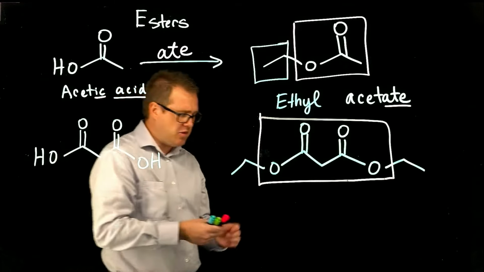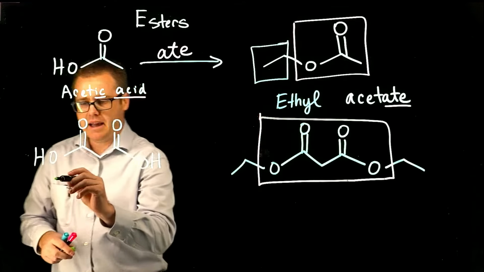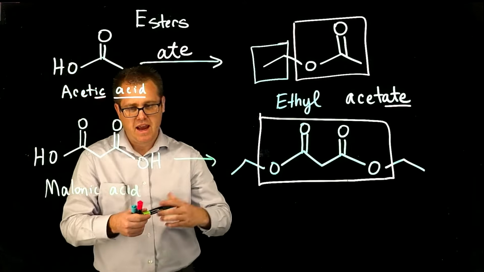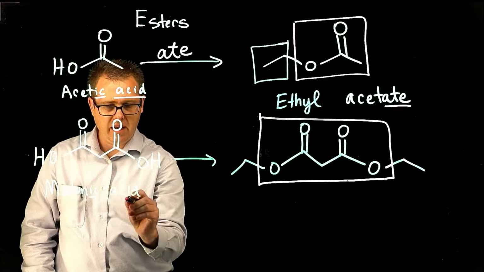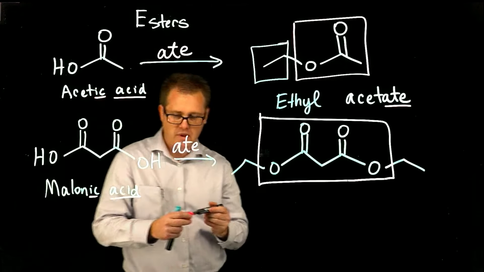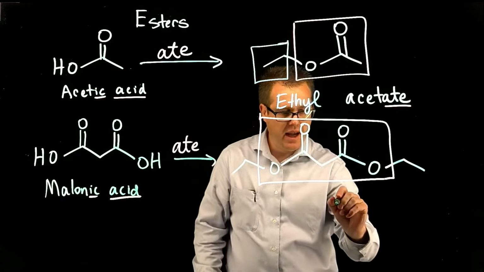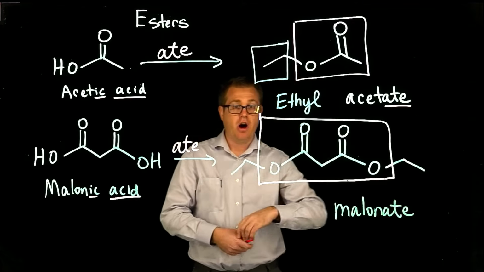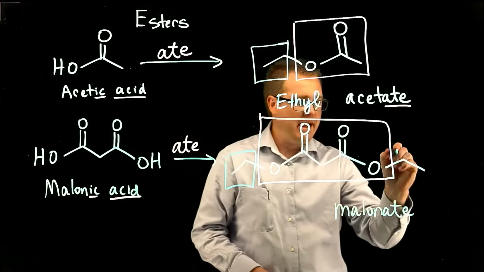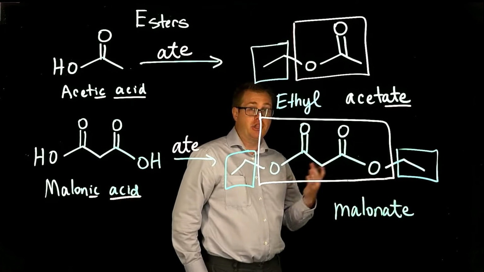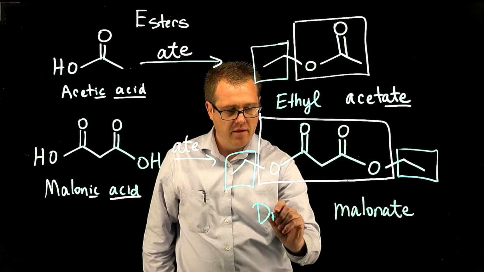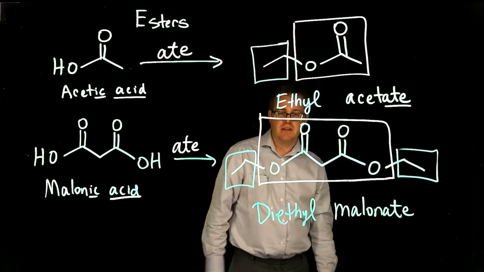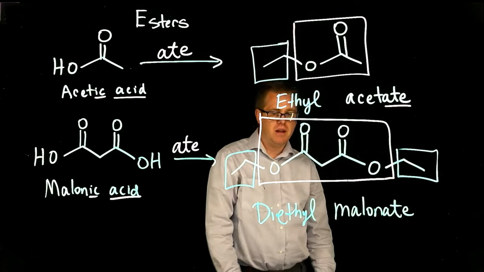Now what's the name of this molecule? And that one has a common name. That's malonic acid. So the same thing goes here, we trade the ic acid for ate. So we could say malonate. But then we have our ethyl groups here that we have to take into account. And since there's two of them, we would just say di for two. And what are they? They're ethyl groups. So this molecule right here would be called diethyl malonate.